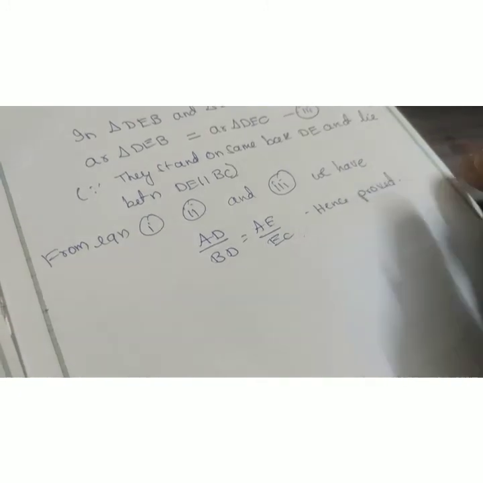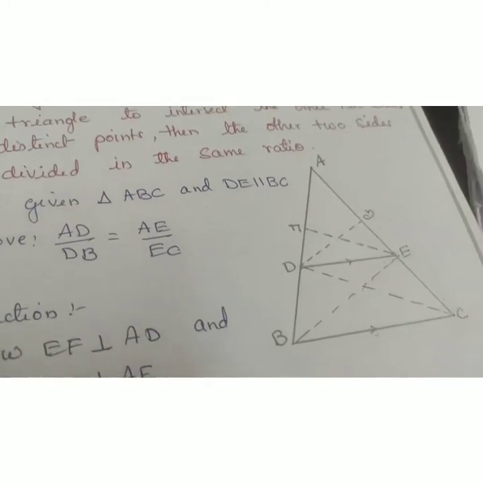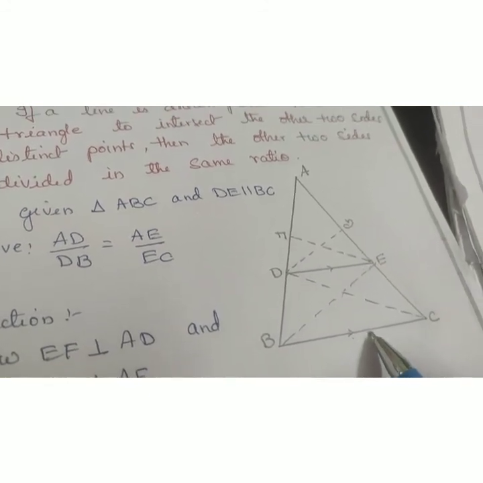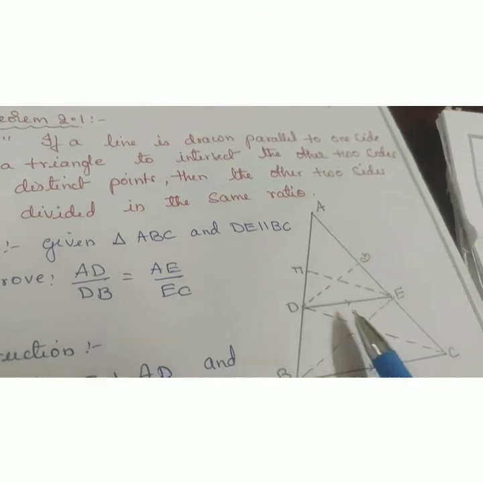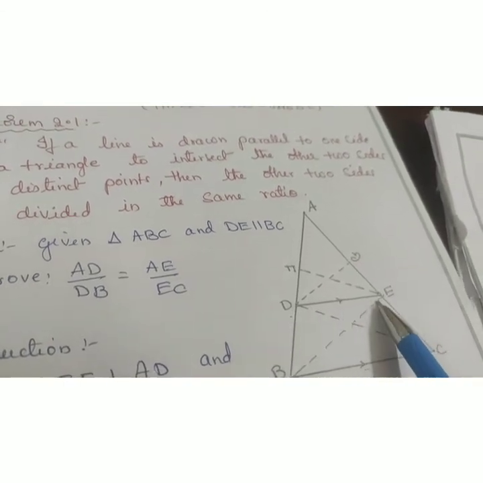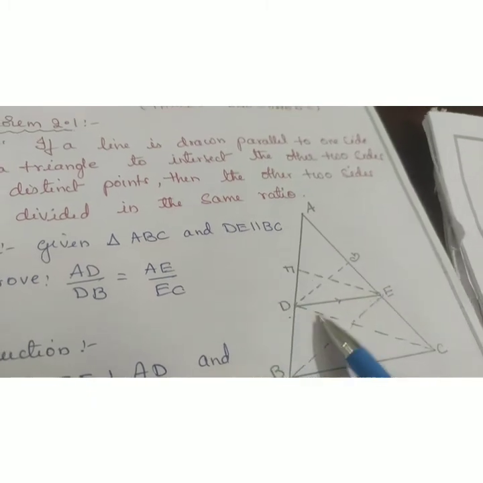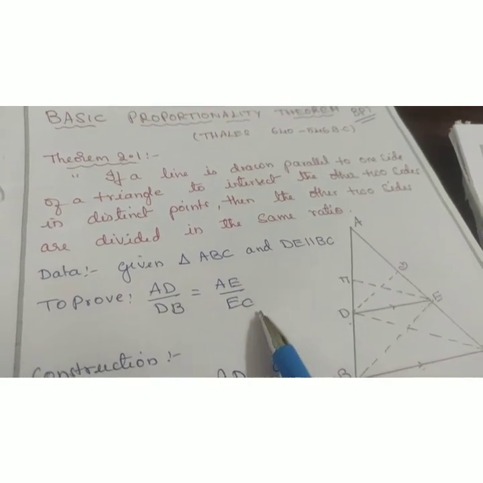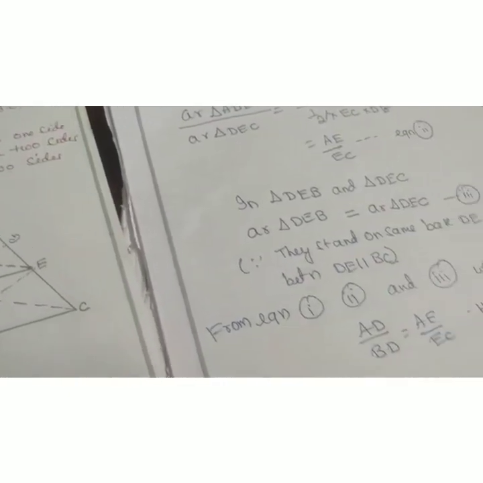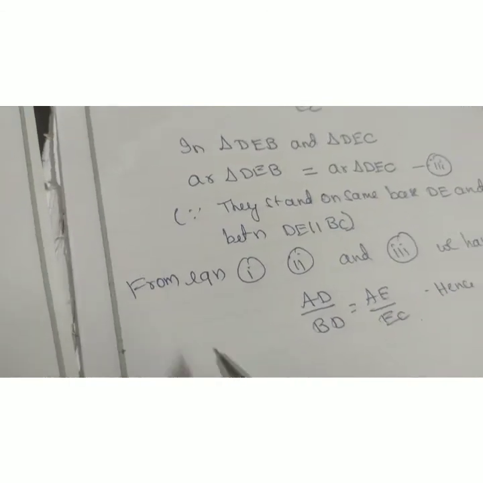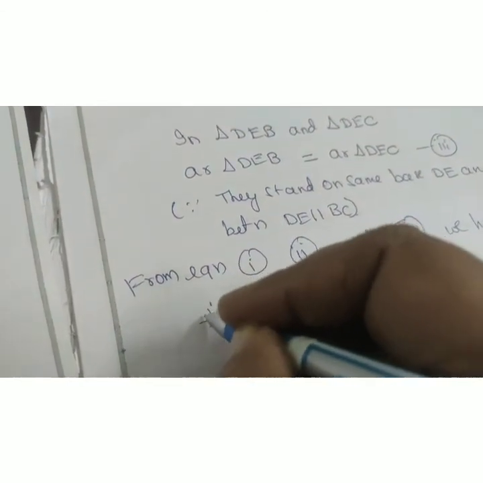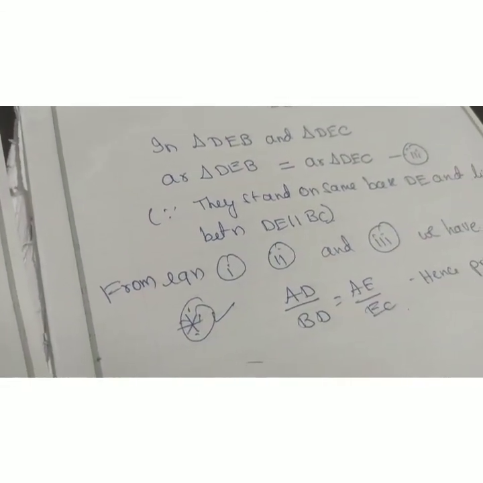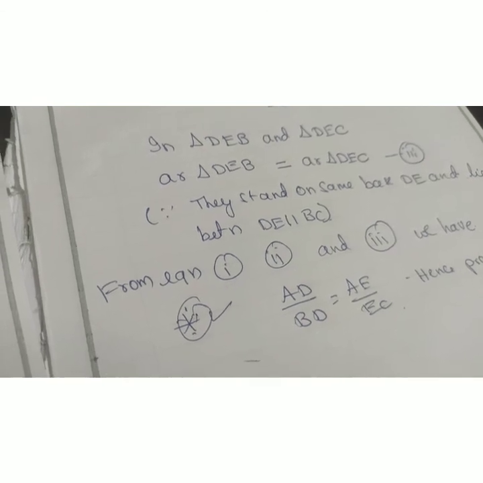So what did we prove? That if a line parallel to one side of a triangle intersects the other two sides at two distinct points, then the other two sides are divided in the same ratio. So that is to prove AD by DB is equal to AE by EC, and we have proved the theorem. This is called the BPT theorem, and this is a very important theorem. You should learn to derive this, and you should know how to apply this also.